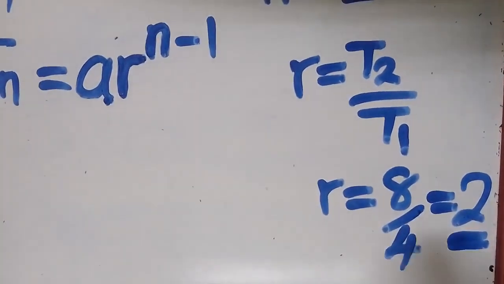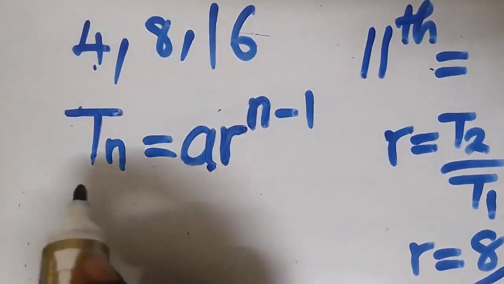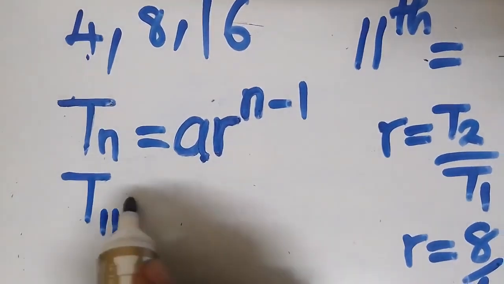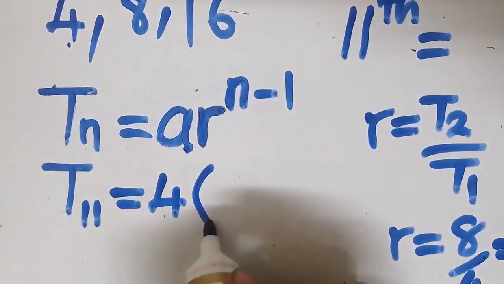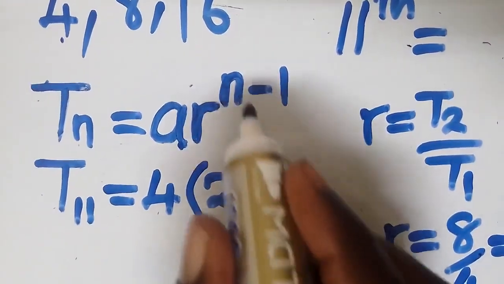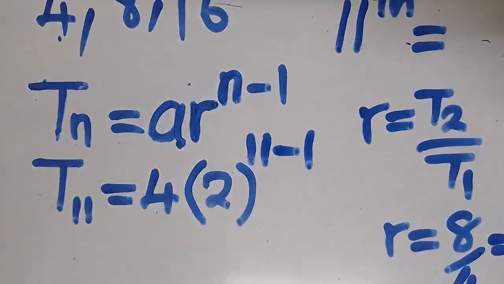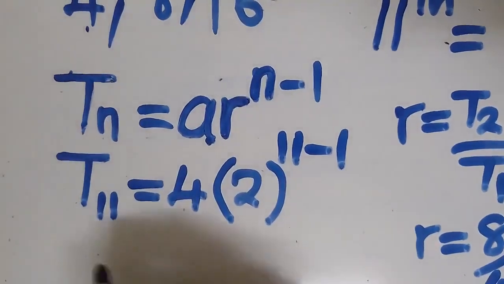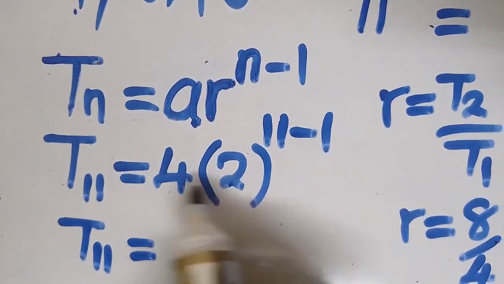Since this is my common ratio, looking at this formula, I'm going to get this formula like this. So n is the number of terms. So 11th term is equal to, what is my first term? 4. Then I multiply it with the common ratio, which is 2, to the power, now n is 11, so 11 minus 1. This is what you need to do. So we don't need to multiply here.